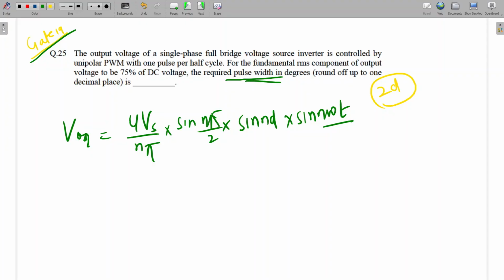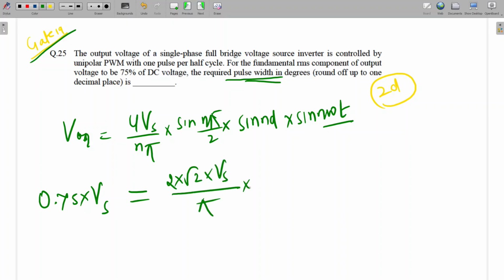Fundamental RMS component of the output voltage is 75% of DC voltage. It means what is the RMS value? 75% of DC means 0.75 into Vs. This should be equal to 2 into root 2 into Vs upon pi into sin D. Is it clear? This is the fundamental RMS value. This should be equal to 75% of the DC value. Is it clear? This statement is only written here. Clear to all?